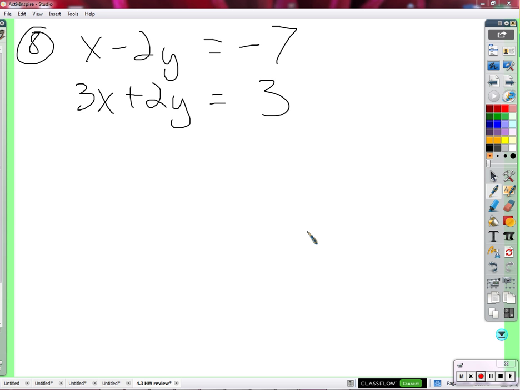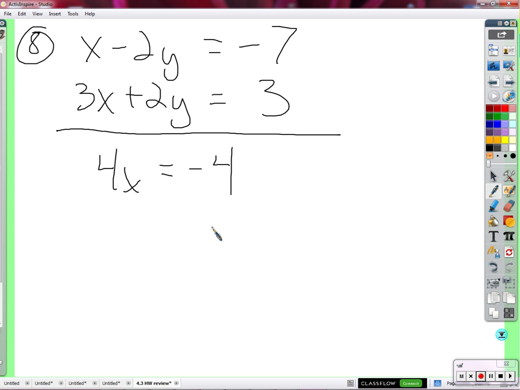Together, this is a nice system of equations, because when you add them together, what's going to happen? One cancels out. Which one? Y. Y cancels out. 3x plus x is 4x. 2y plus negative 2y is 0. And on the other side, 3 plus negative 7 is negative 4.